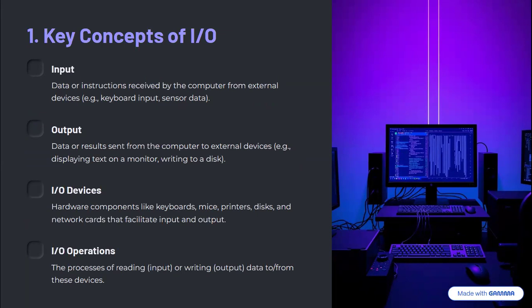I'm explaining input. Input is data or instructions received by the computer from an external device, like keyboard input or sensor data. Output means data or results sent from the computer to an external device. Examples are a monitor, writing to the disk, and many more.